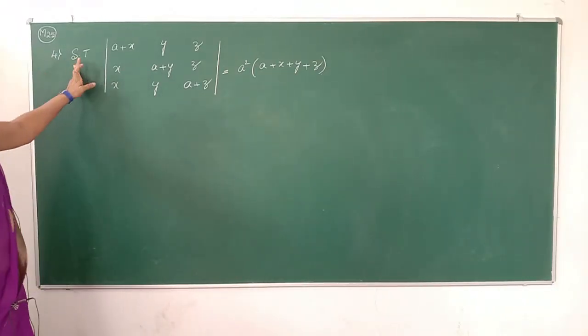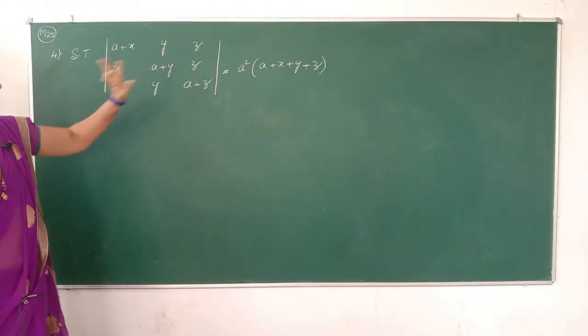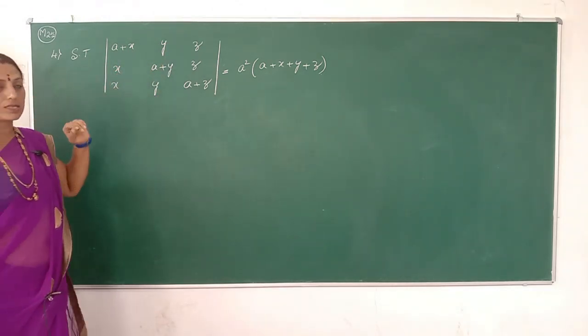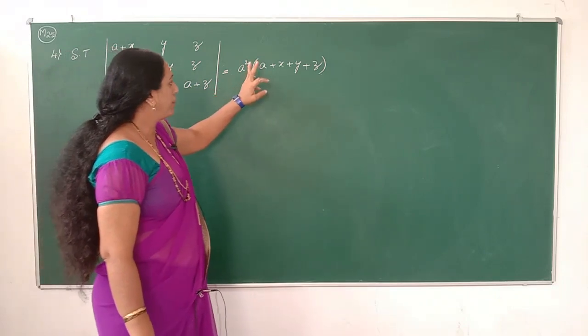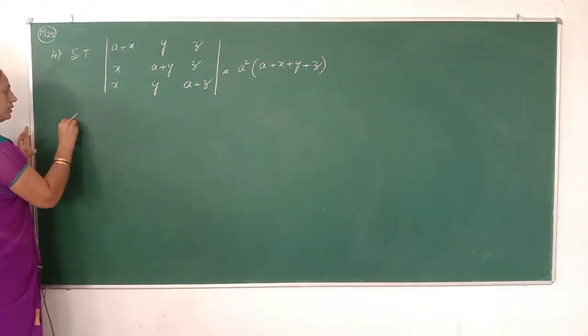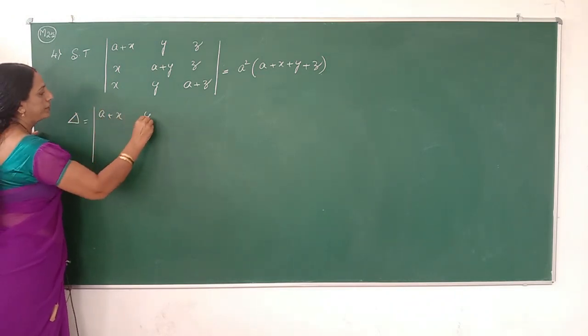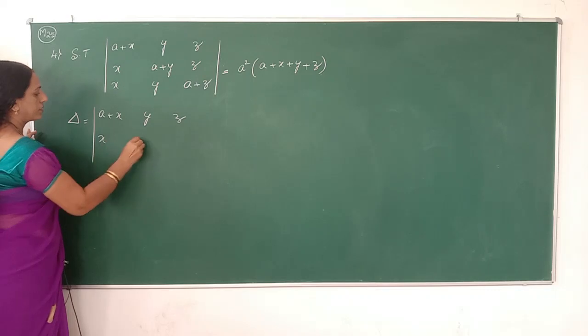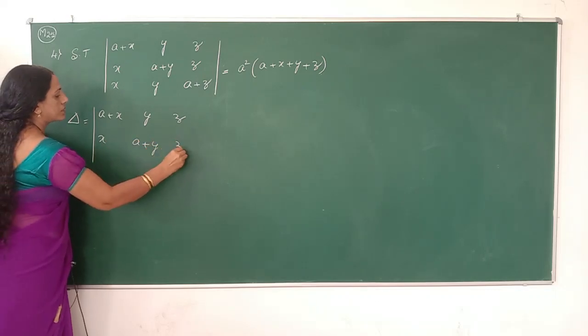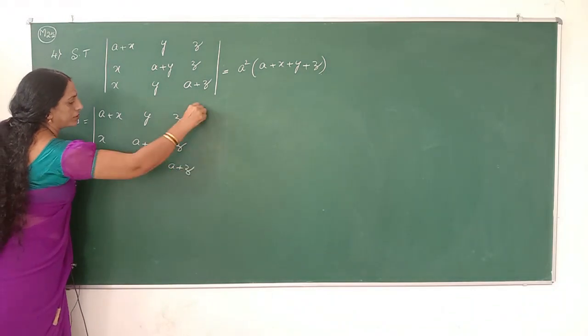Next one, show that the determinant of A plus X, Y, Z; X, A plus Y, Z; X, Y, A plus Z equals A square into A plus X plus Y plus Z. Now, first we'll consider the elements of delta: A plus X, Y, Z; X, A plus Y, Z; X, Y, A plus Z.